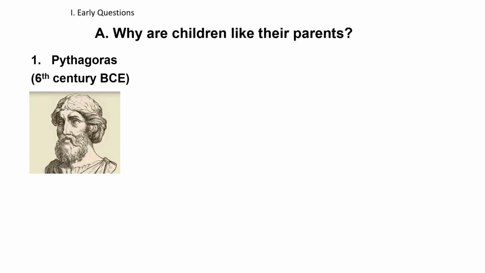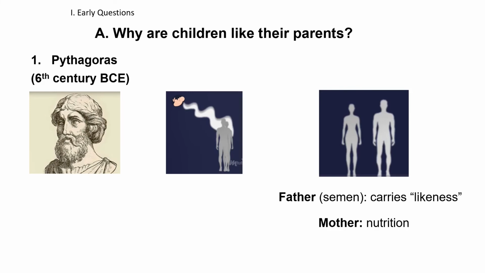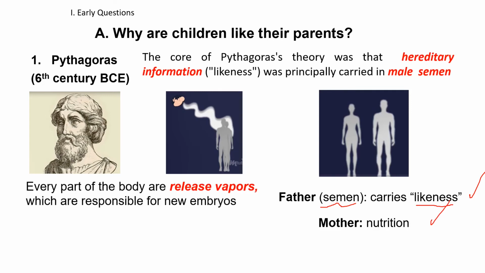And if you have any question, you can go to this part of the video lecture where I talk about how the vapors were very important for Pythagoras, and this concept of likeness was very important. So remember that the male semen brings this likeness, while the female only has the nutrition, and I give all that information.